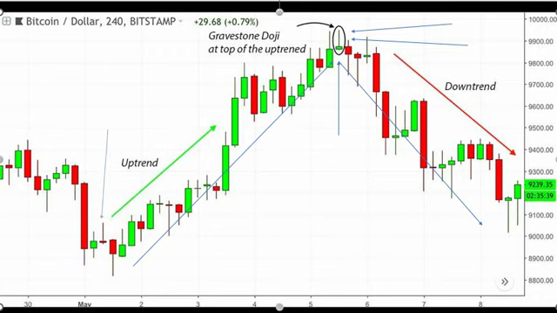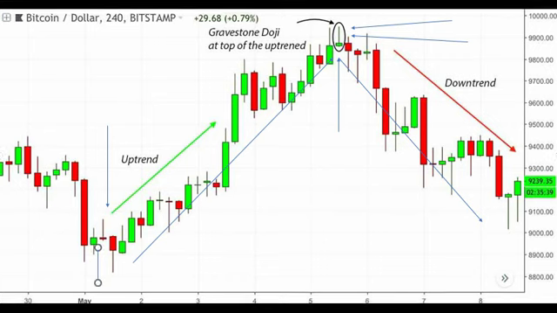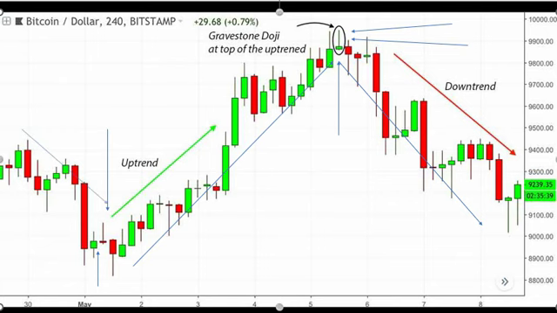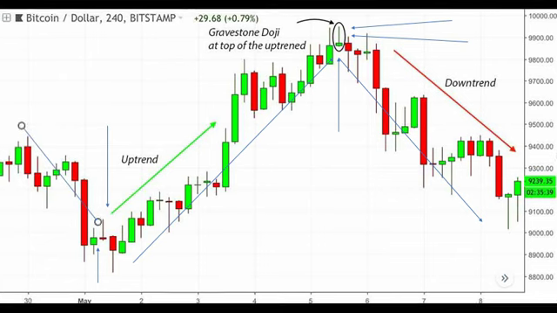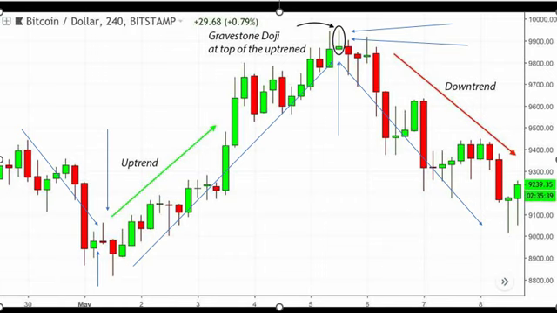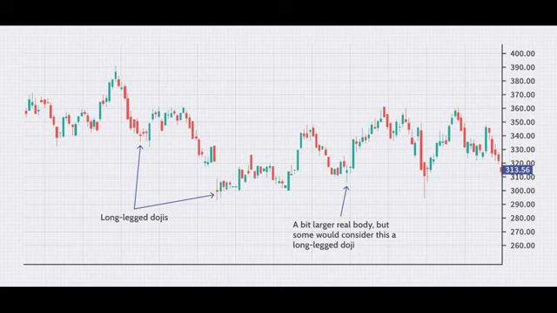Also, we have one doji right over here. This was a downtrend. After forming this Gravestone Doji, the trend changed to an uptrend. Then after forming this doji, the trend changed to a downtrend. Okay, so let's move on.